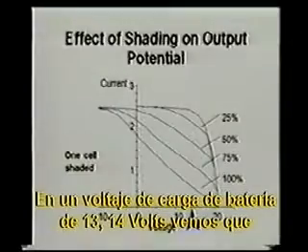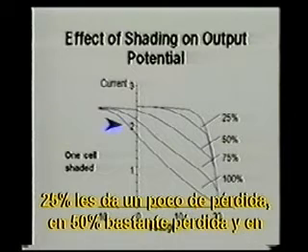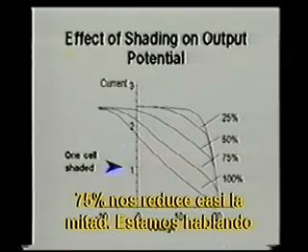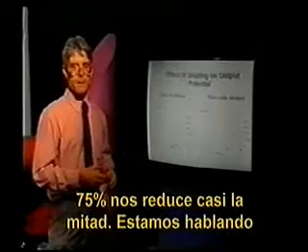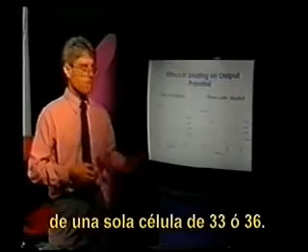If we look at typical battery charging voltage somewhere around 13 to 14 volts, you can see that going from a full module to one cell 25% shaded gives you a little bit of loss. One cell 50% shaded, though, knocks us down quite a bit. One cell 75% shaded reduces us by almost in half. We're just talking about one cell out of 33 or 36.